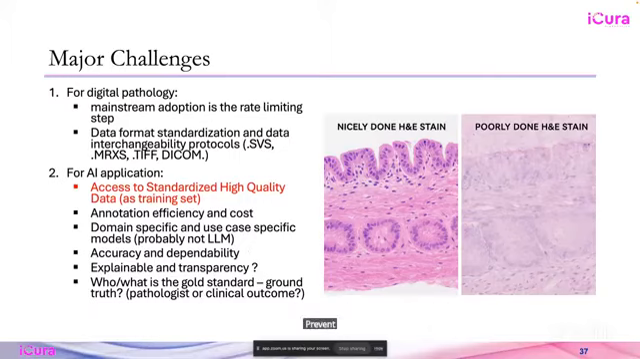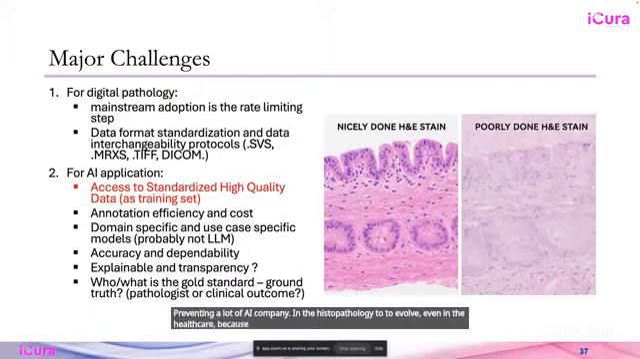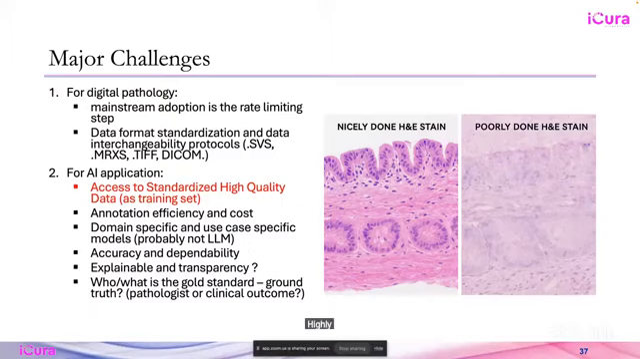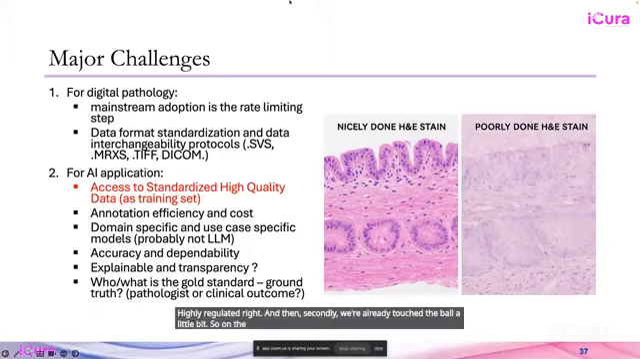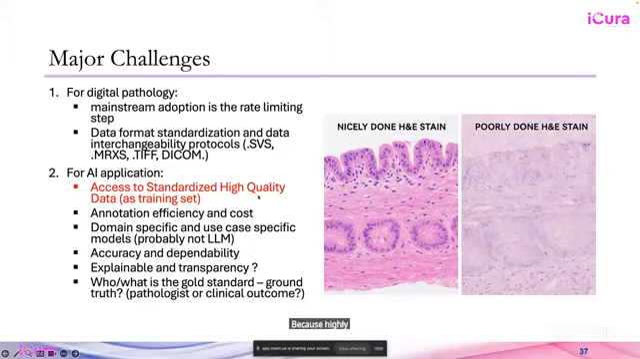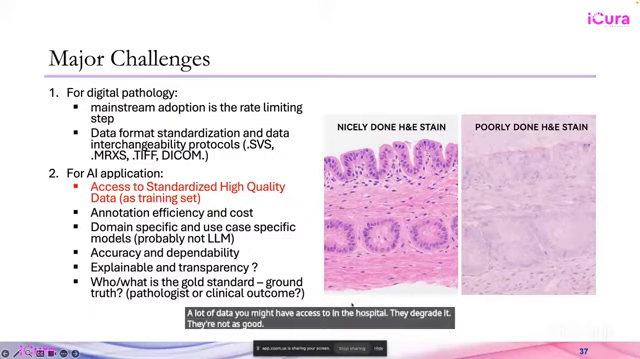preventing a lot of AI companies in histopathology from evolving, even in healthcare, because accessing patient EHR is another issue, highly regulated, right? And then secondly, we already touched upon this a little bit. On the right, sorry, I want to talk about these images, because highly standardized quality data, and quality is also important, because a lot of data you might have access to in the hospital is degraded. It's not as good. So garbage in, garbage out.